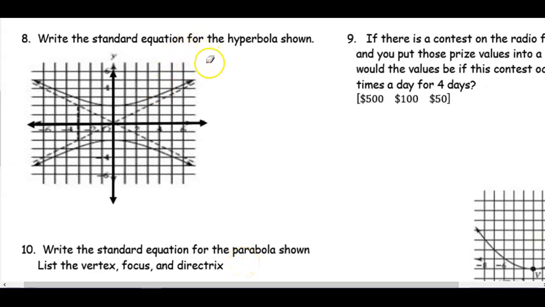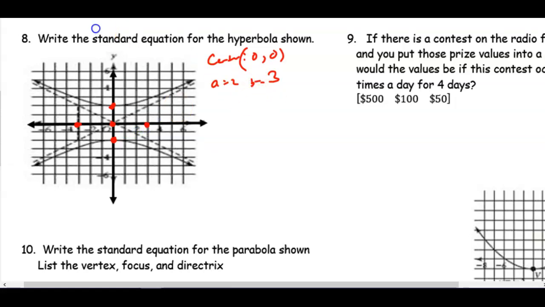Alright, write a standard equation from this hyperbola. So the center is 0, 0. The vertex is right here. Alright, let's do this real quick with these hyperbolas. Center is 0, 0. So I have H and K. I need A. So A would be 2. I need B. And you can't see it, but there's a dashed line right there. So 1, 2, 3. 1, 2, 3. That's where I got it from. So the B is a 3.